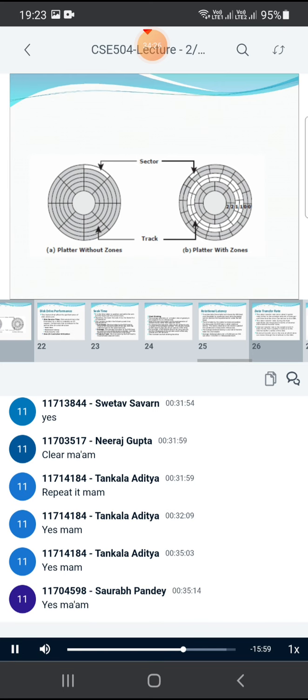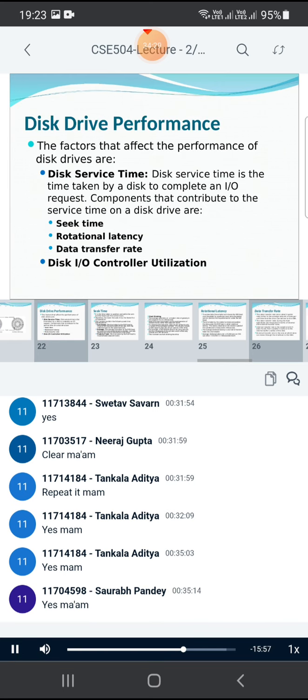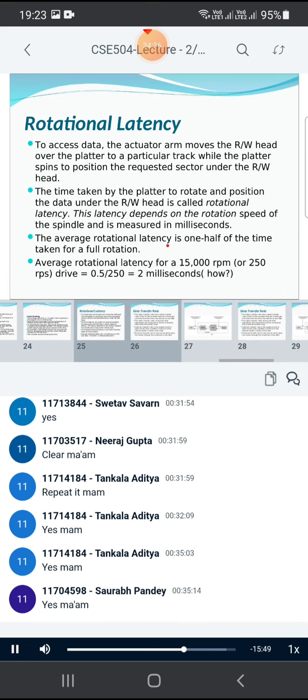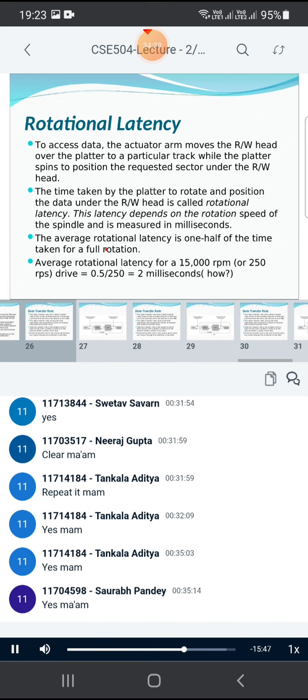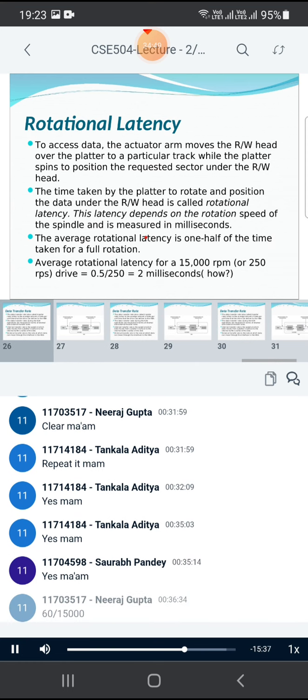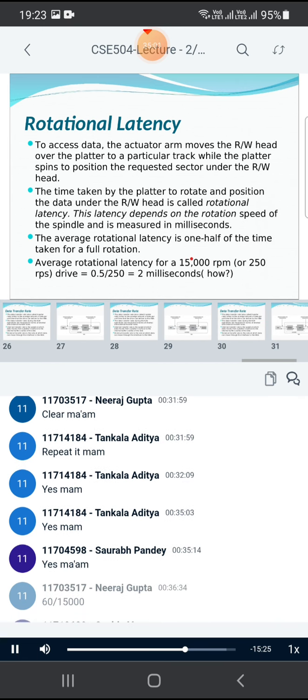Let's continue now. Now we were talking about average rotational latency. So the average rotational latency is 1/2 of the time taken for a full rotation. Whatever time will be taken for a full rotation, average rotational latency will be just half of that. And we have a formula for calculating average rotational latency for a 15,000 RPM drive.